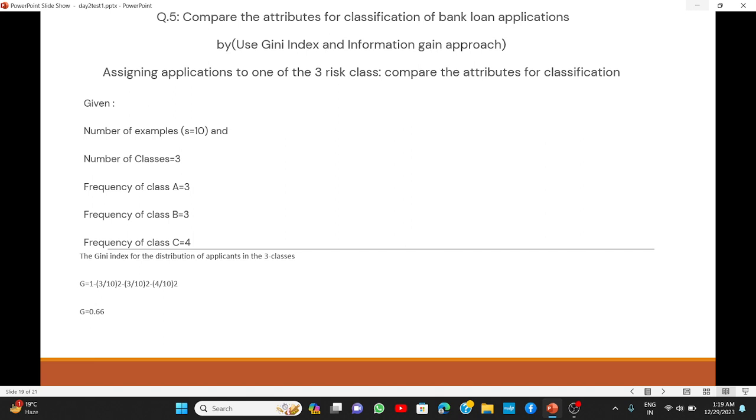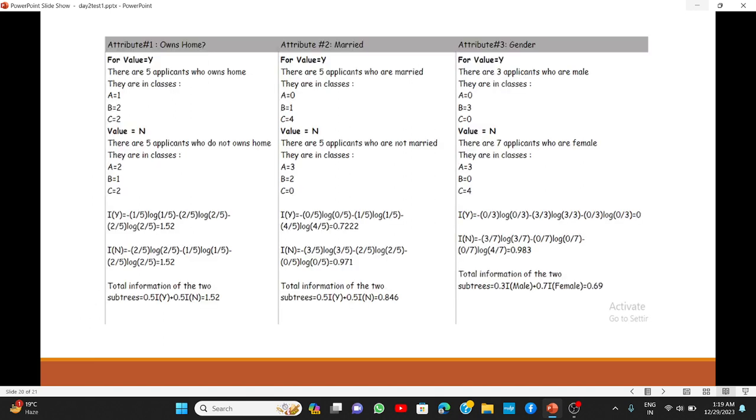Question number 5. Compare the attributes of classification of bank loan applications using the Gini index and information gain approach, assigning applications to one of the three risk classes. We have a total number of examples equal to 10, number of classes is 3, frequency of class A is 3, B is also 3 and C is 4. The Gini index for the distribution of applicants in the three classes is 0.66.